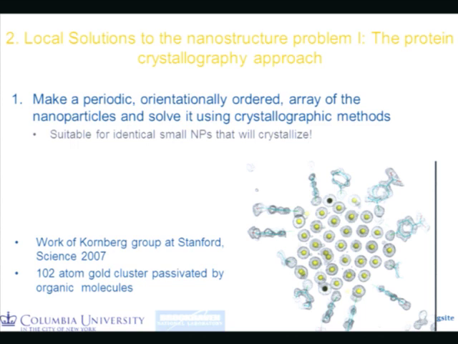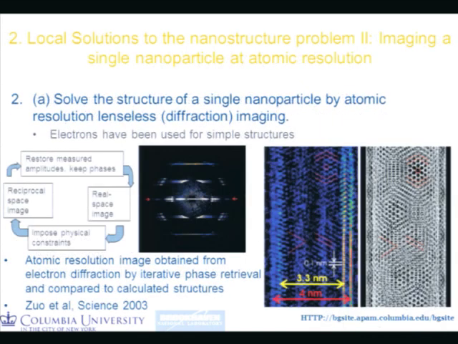It had low symmetry. It was an incredibly unique structure, very interesting structure. So that tells you that it's actually worth solving the nanostructure problem, that if you make gold very small, it's not just a little piece of bulk gold. So that's one approach to solve it using single crystal techniques.